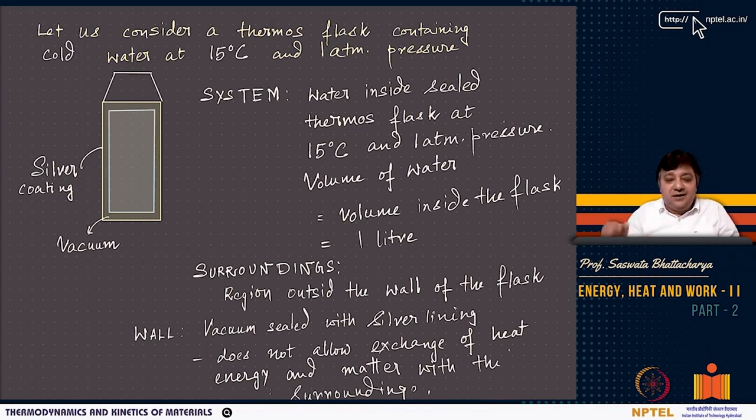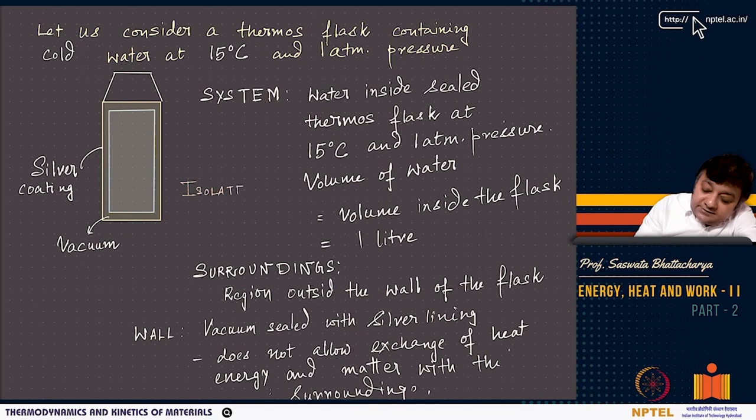And finally, you also have the isolated system, where the wall, this vacuum sealed wall with silver lining, does not allow an exchange of energy between the system and the surroundings. Also the seal that is there all over does not allow exchange of matter with the surroundings. So these systems are called isolated systems.